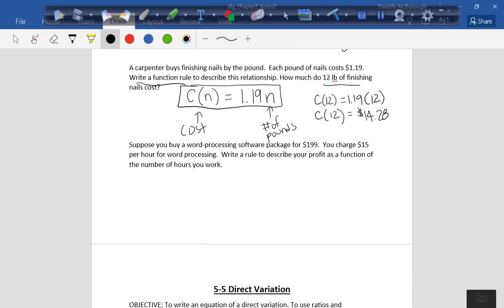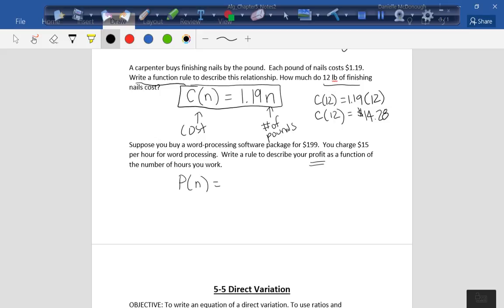We look at this one. It says, suppose you buy a word processing software package for $199. You charge $15 per hour for word processing. Write a rule to describe your profit as a function of the number of hours you work. So I'm going to do profit right here. Here's the profit depending on the number of hours that I work.